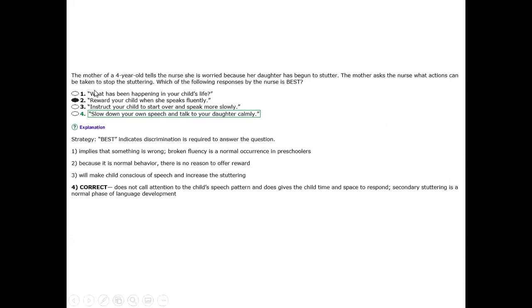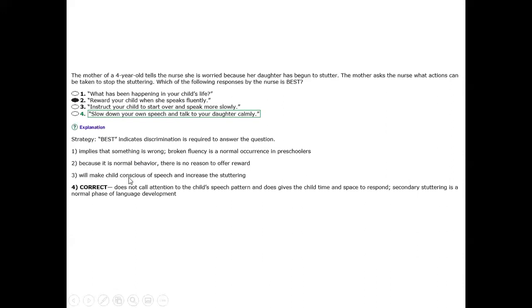Why is number 1 not the answer? It implies that something is wrong. Broken fluency is a normal occurrence in a preschooler. Number 2, reward: because it is normal behavior, there is no reason to offer any reward. Number 3, instruct your child to start over and speak more slowly. Why is it not the answer?